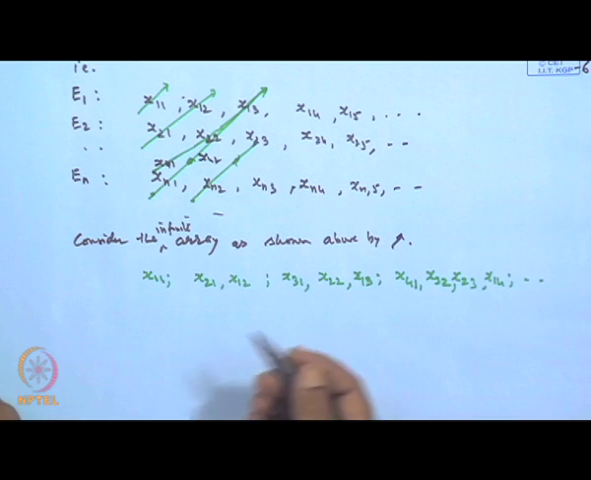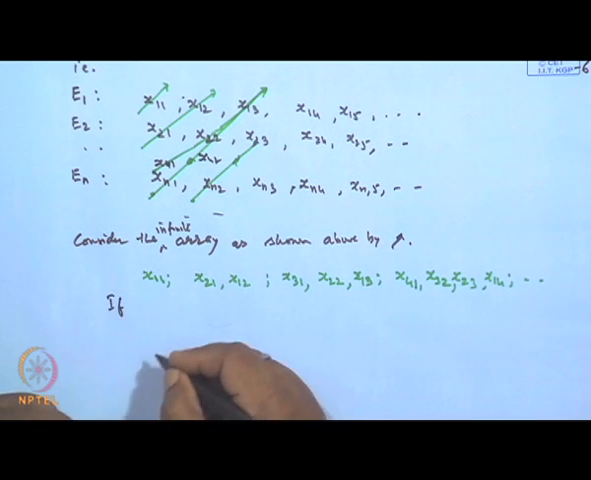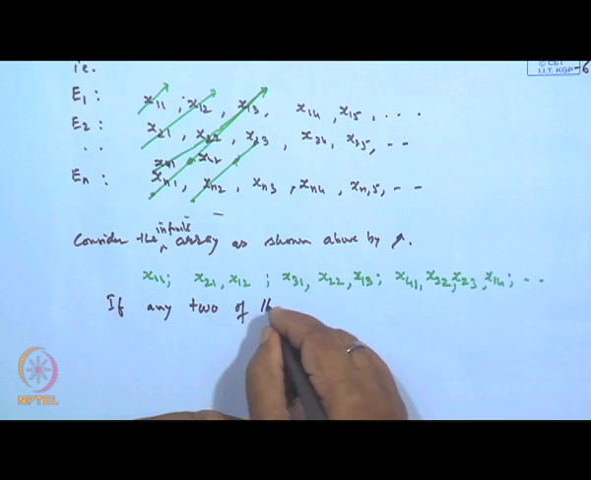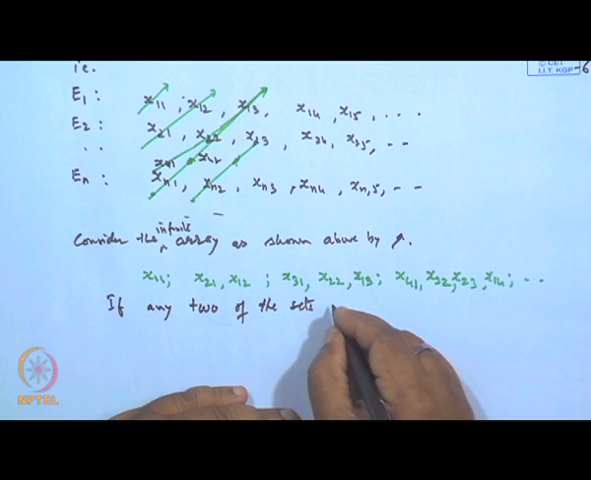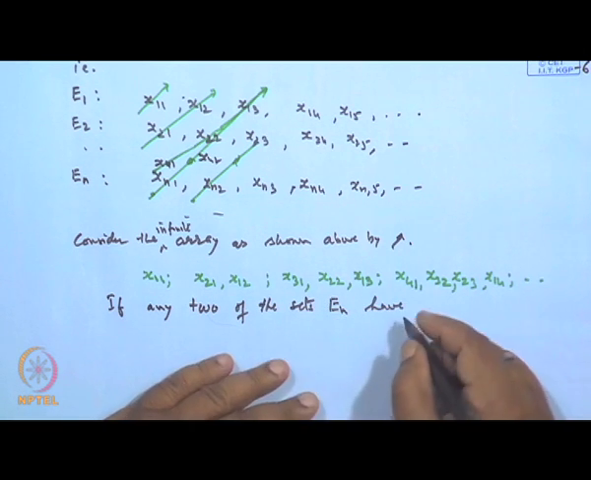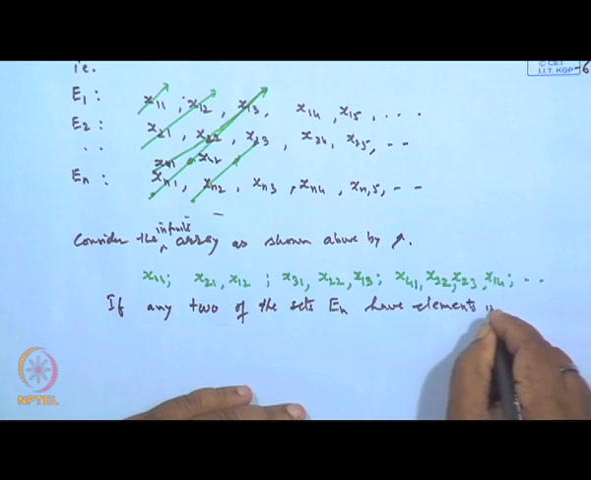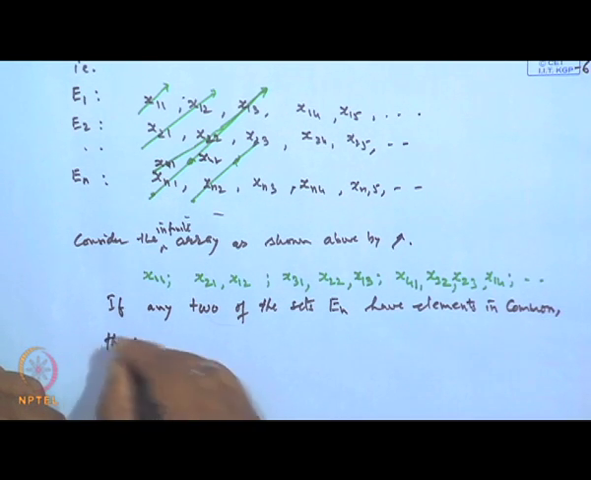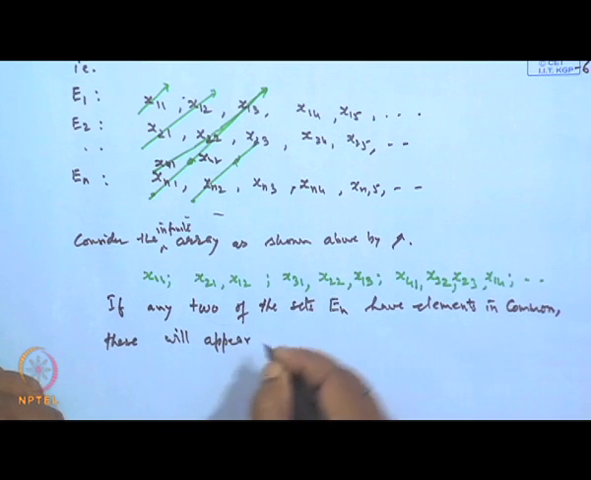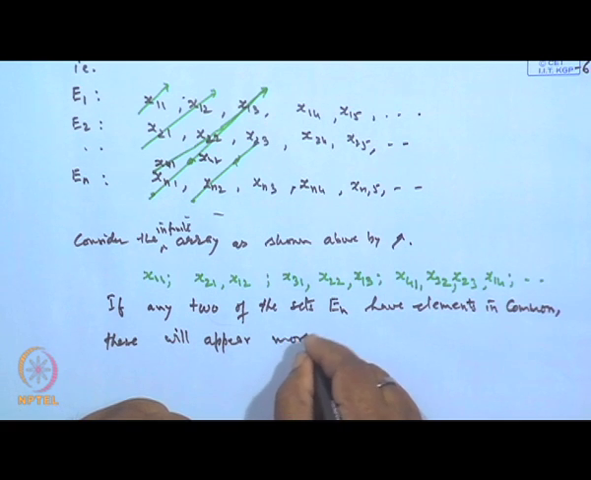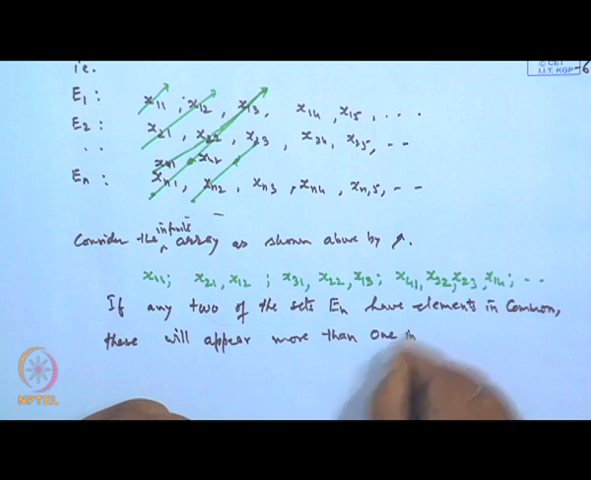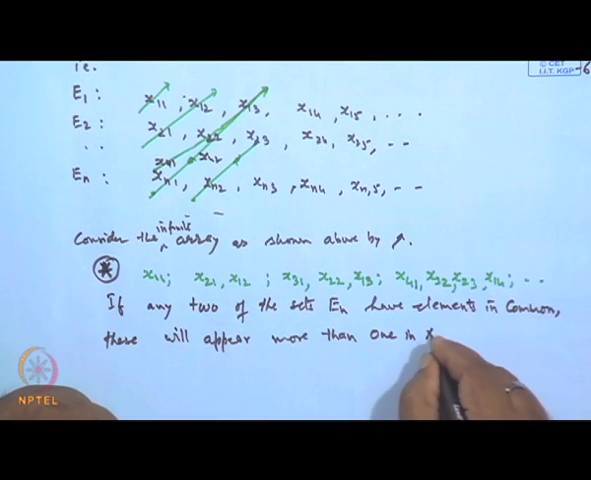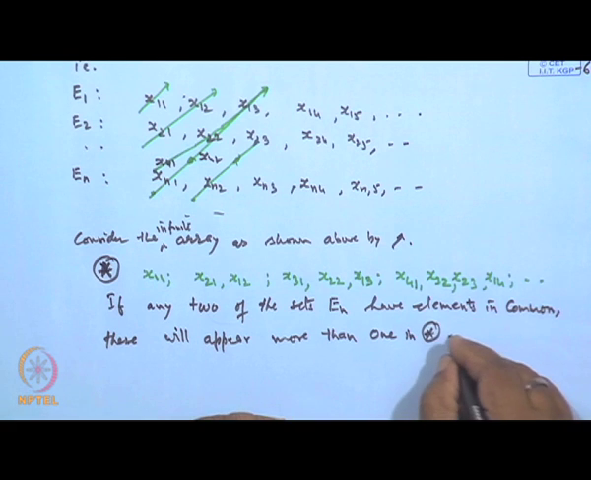So, if any two of the sets E_n have elements in common, then these will appear more than once in this arrangement, in this arrangement star.